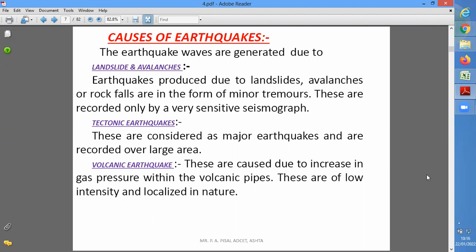Now, volcanic earthquake. This is another reason behind the formation of earthquakes. Volcanic earthquake. Now, what is the meaning of volcanic?